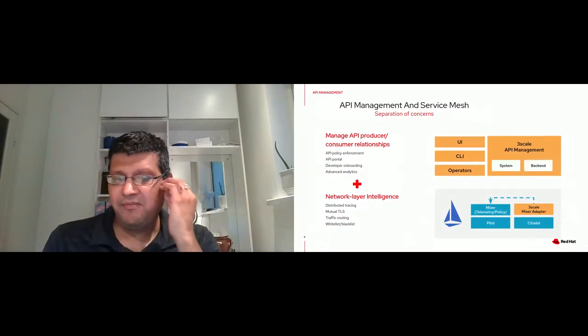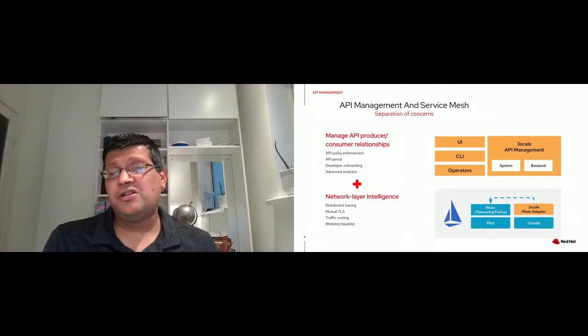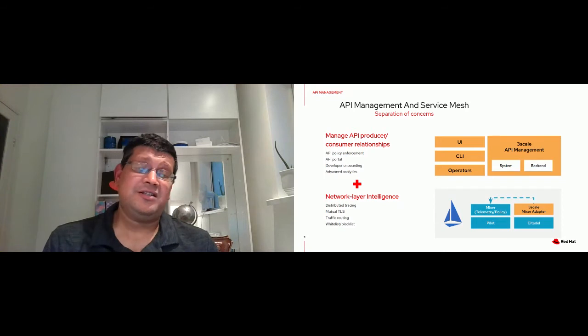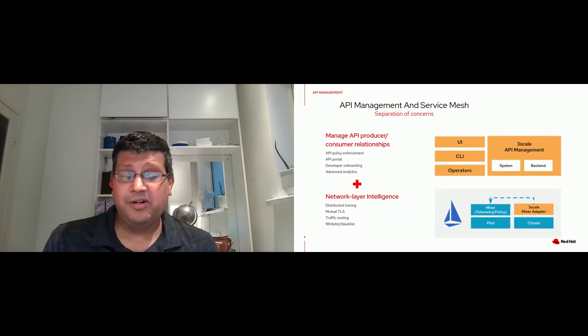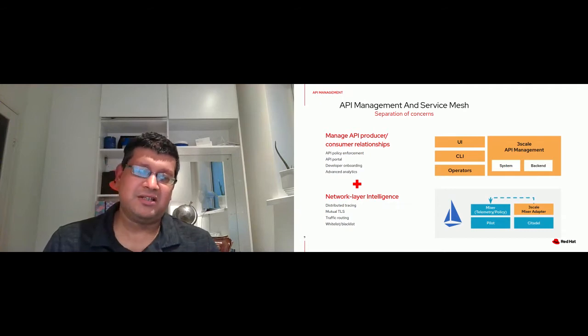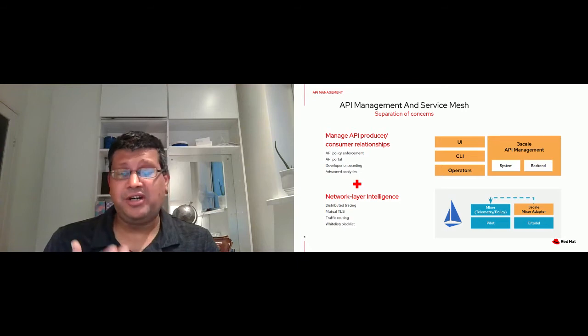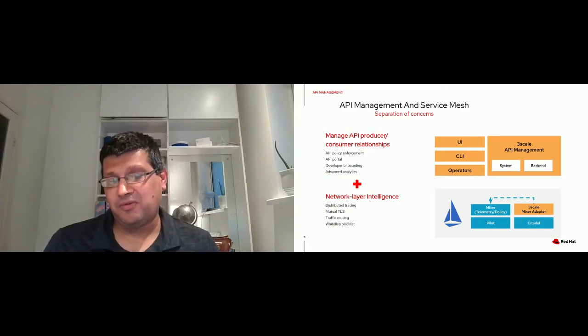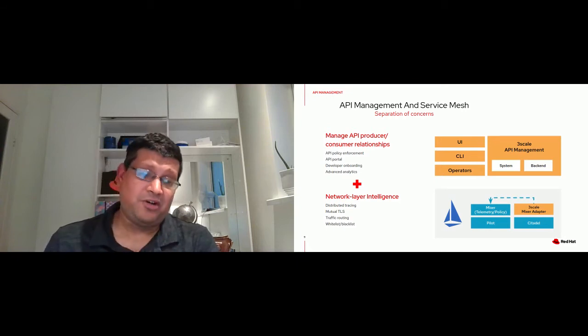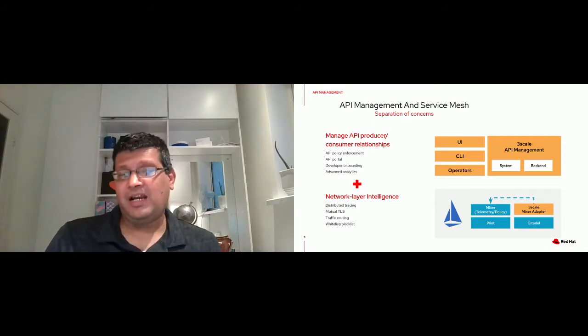At the same time, let service mesh do what it does best, right? It provides you with that network layer intelligence. It provides you with that distributed tracing ability, with traffic routing between microservices, mutual TLS or security, whitelisting and blacklisting, providing policies for interaction between the various services with each other. Let that concern be taken care of by the service mesh.